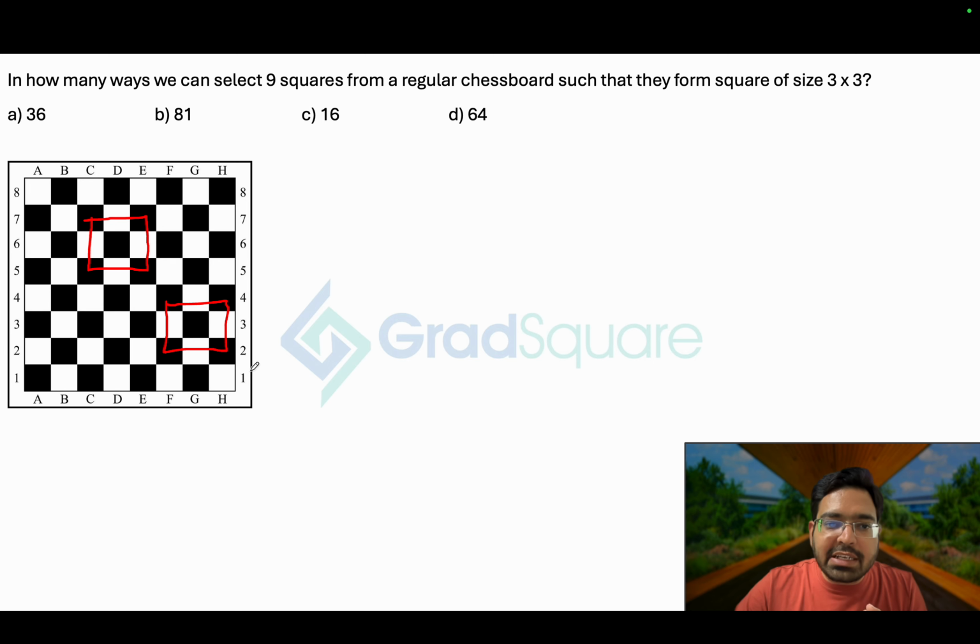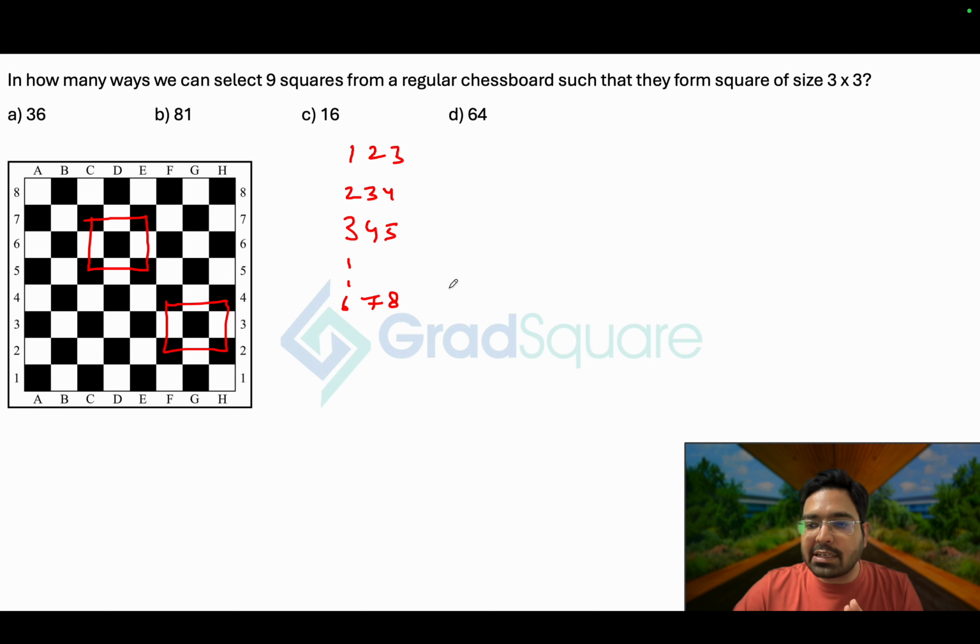Now rows are numbered as 1, 2, 3, 4 all the way up to 8. What are the different possibilities that you can pick for the 3 consecutive rows? You can pick 1, 2, 3 as your rows, or you can pick 2, 3 and 4 as your consecutive rows, 3, 4 and 5 as your consecutive rows. You can go all the way up to what? 6, 7 and 8 as your consecutive rows, right?